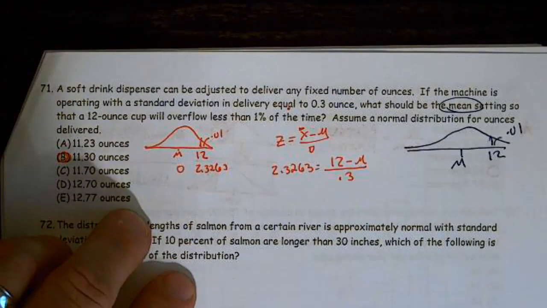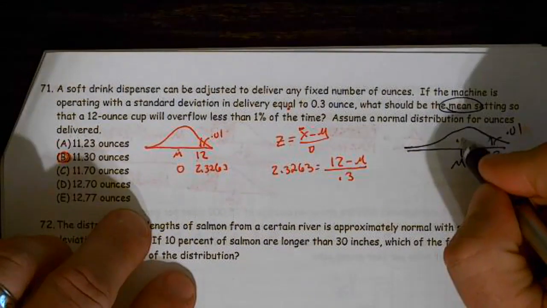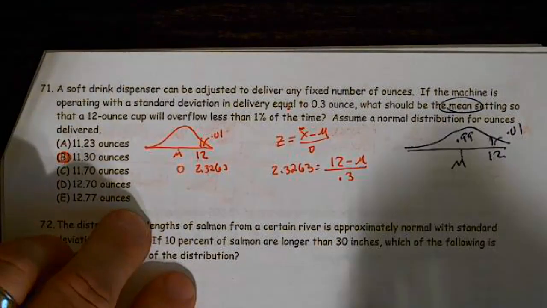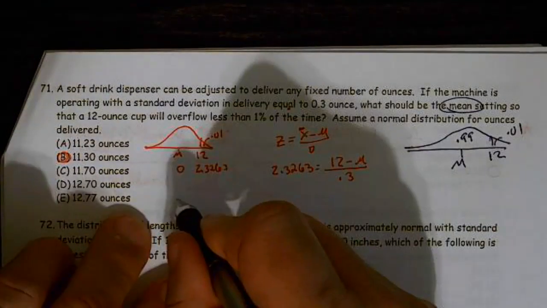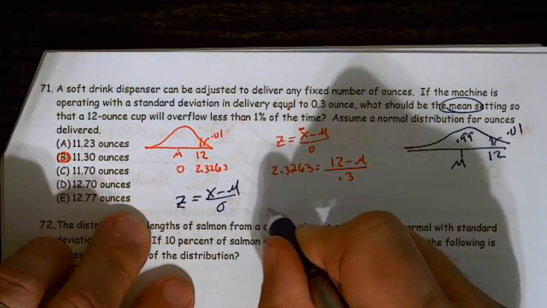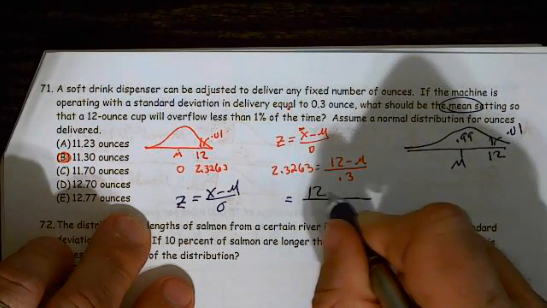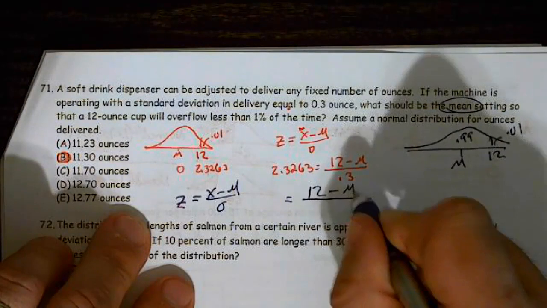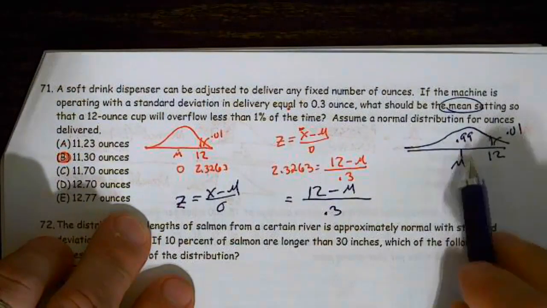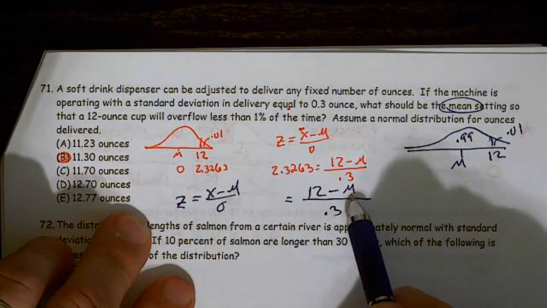Now remember, our calculator is working left to right. If it's working left to right, this value right here is 0.99. That's going to be important. So I start plugging in what I know. So I write z equals x minus mu over sigma. Okay, we know 12. We don't know the mean. We know the standard deviation is 0.3. But I don't have a z-score, and I don't have the mean, so what do I do?